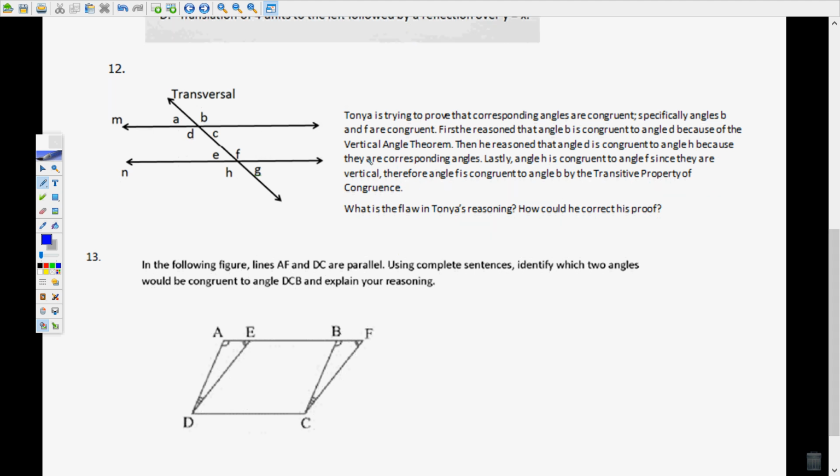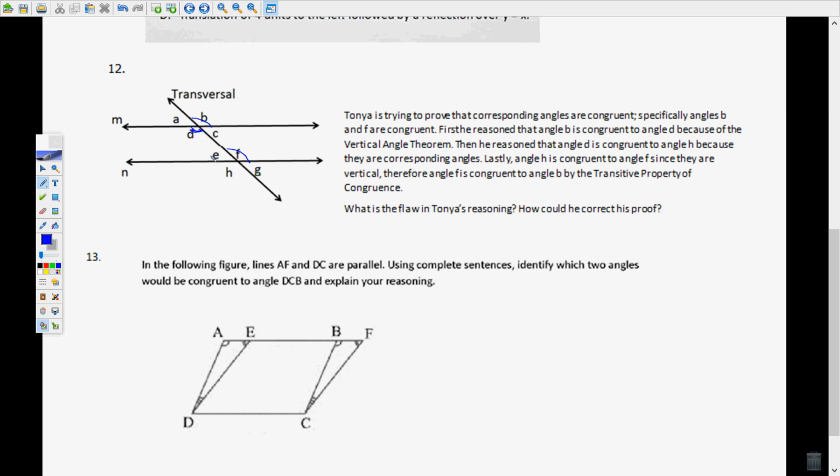All right, number 12, last one for this video. Tanya is trying to prove that corresponding angles are congruent, specifically angles B and F. First she reasoned that angle B is congruent to angle D because, oh yeah, they're off with their letters here. Okay, so sorry. Angle B is congruent to angle D because of the vertical angles theorem.